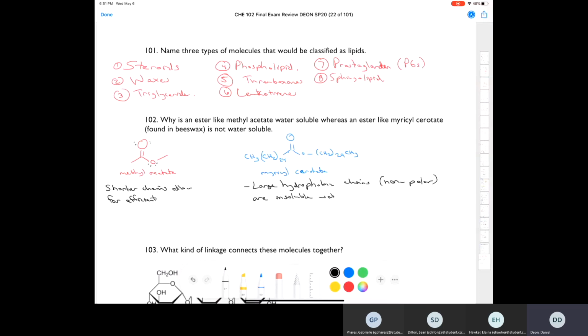Well, so what I wrote here about the wax is that those large hydrophobic chains, which are nonpolar, are going to be insoluble in water. But I mean, methyl acetate has two methyl groups, which are nonpolar. But the difference is, like Gabby said, they're very small, they're short, and they allow for efficient hydrogen bonding with the water, right? If I drew a water molecule, for example, I can get efficient hydrogen bonding, whereas in myricyl cerotate, the chains are just so big and floppy that they're going to obstruct any potential hydrogen bonding.